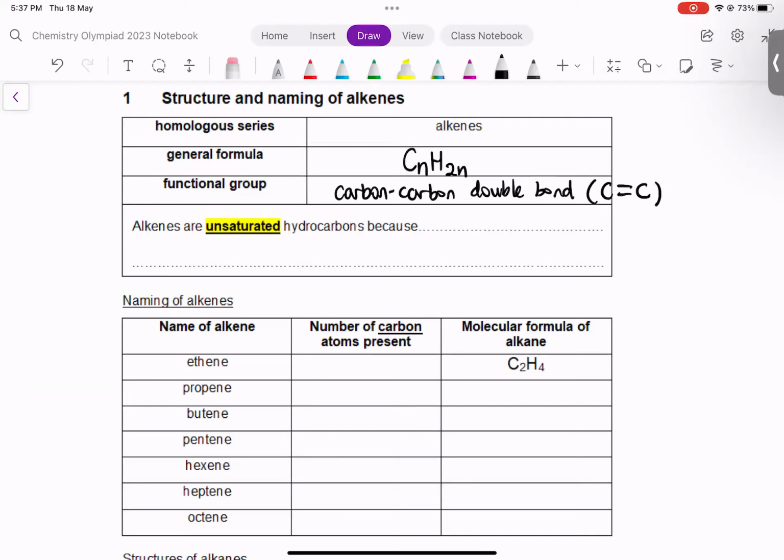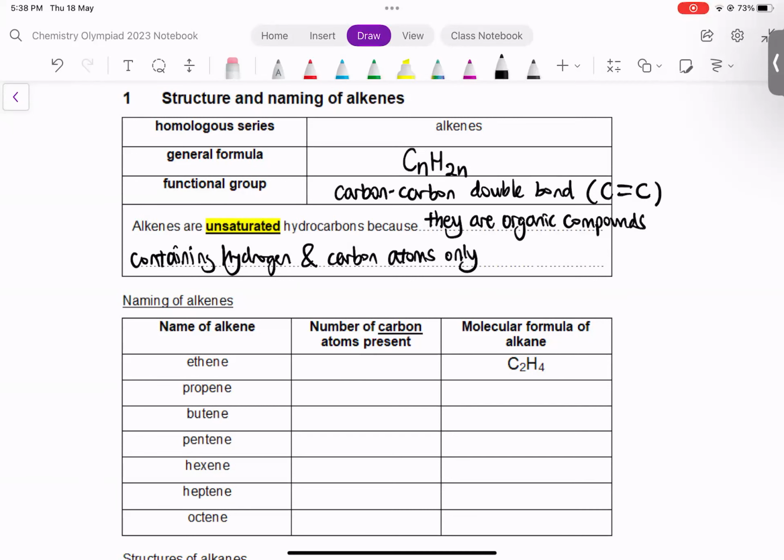Alkenes are described as unsaturated hydrocarbons. There are two words here, unsaturated and hydrocarbons. So why are alkenes unsaturated hydrocarbons? Firstly, we should say that they are organic compounds containing hydrogen and carbon only. This is the part about hydrocarbons. Hydrocarbons means they are organic compounds that only contain hydrogen and carbon atoms.